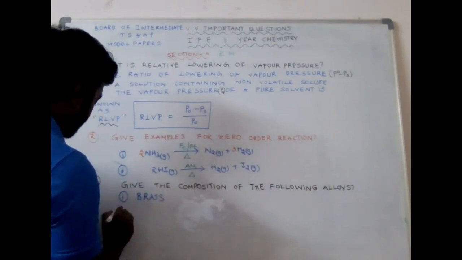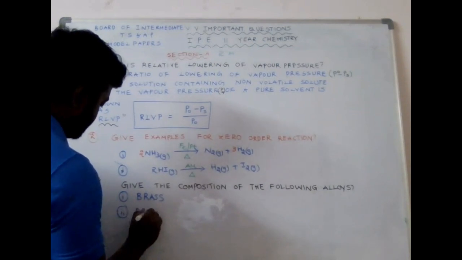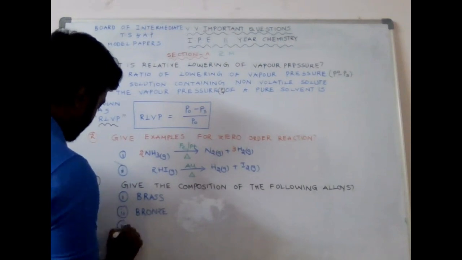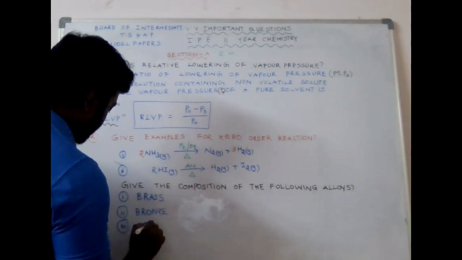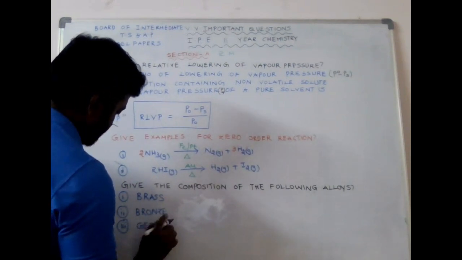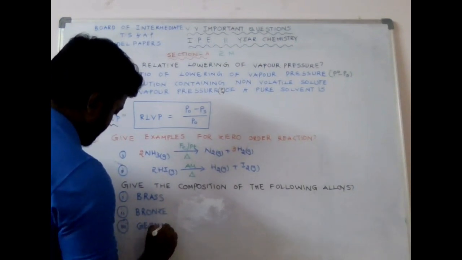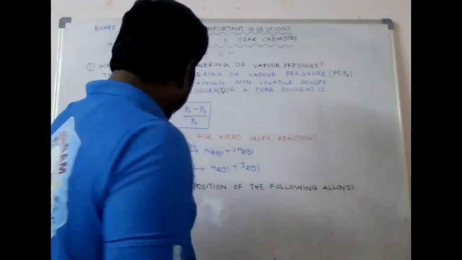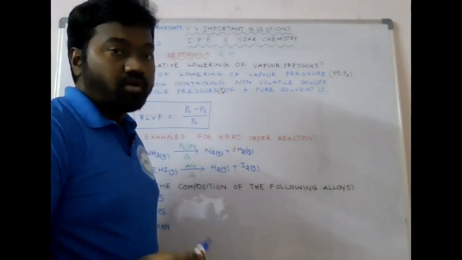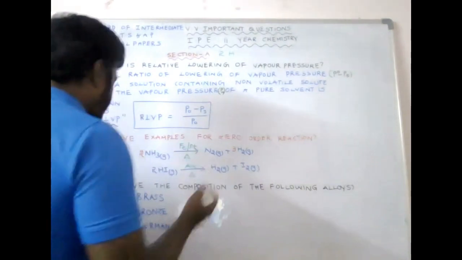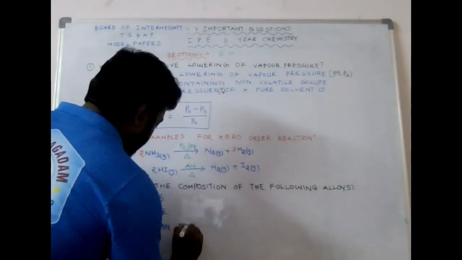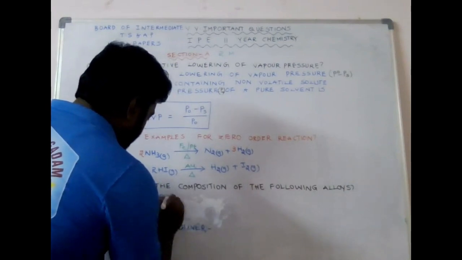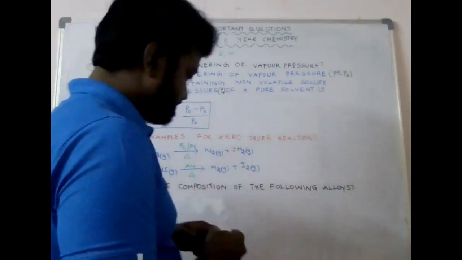Second one is bronze. And third one they asked you is German silver. So we have to write what metals or non-metals it has. At the same time, what is the composition of them, means which percentage they have. So we know that brass is containing what?